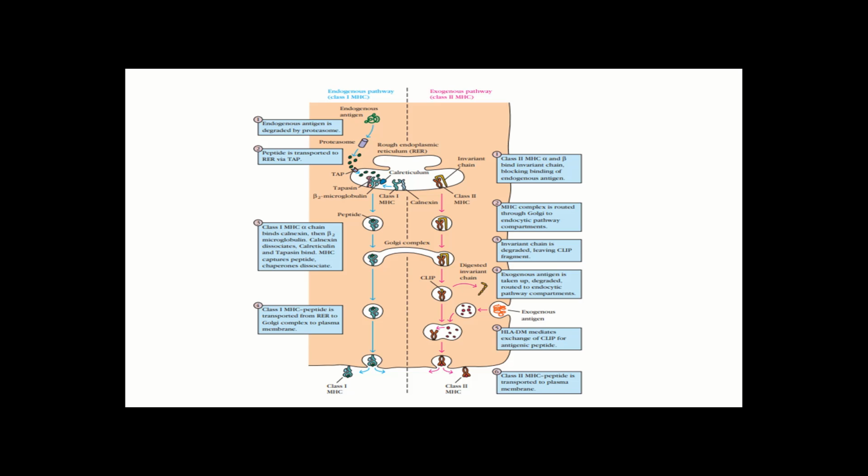This is the calnexin. So in the first step, the class 1 MHC protein will be bound to the calnexin and then beta 2 microglobulin, right? After that, calnexin will be dissociated from the MHC class 1. Here there is no calnexin in this diagram. After the dissociation of calnexin, calreticulin and tapasin will bind. This is the tapasin and this is calreticulin. So now MHC will be bound to beta 2 microglobulin, calreticulin and tapasin.